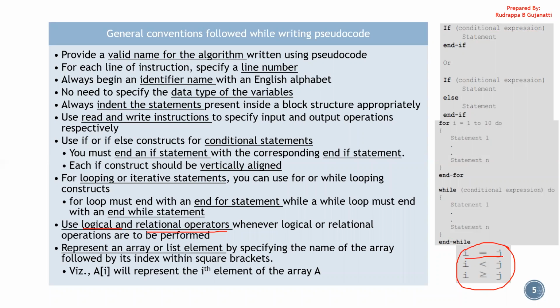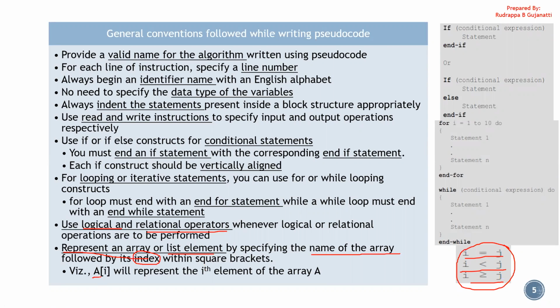You're checking whether i is equal to j, whether i is less than j, whether i is greater than or equal to j. So these are the relational operators you look forward to. And lastly, when you're representing an array, or a list of elements, how do I represent that array? I have to specify the name of the array, and I have to make use of an index to identify a specific element within the array. So how do I specify that?